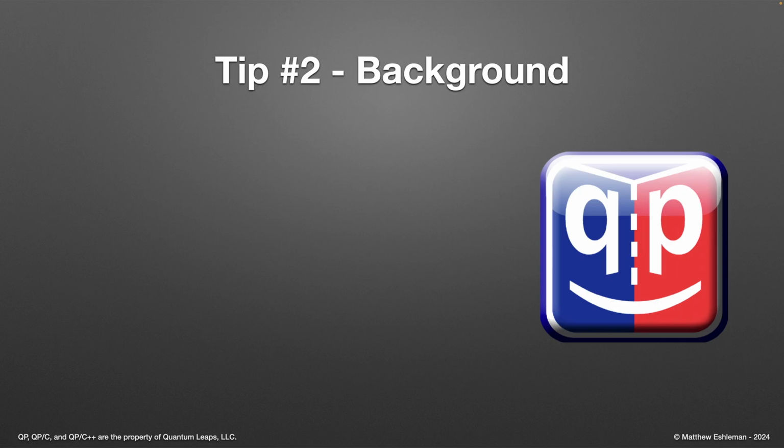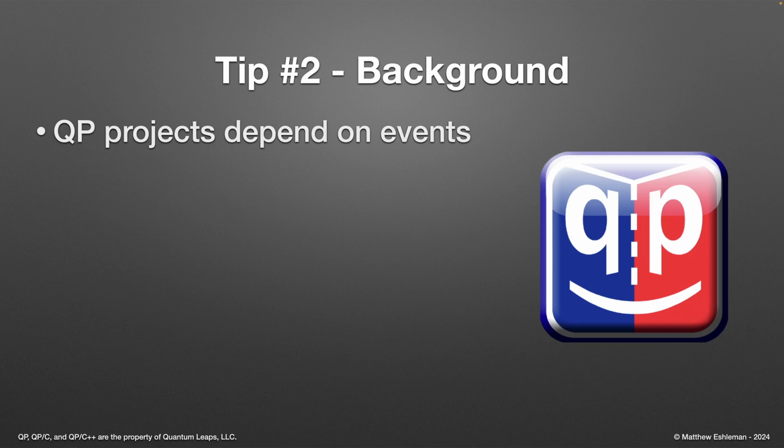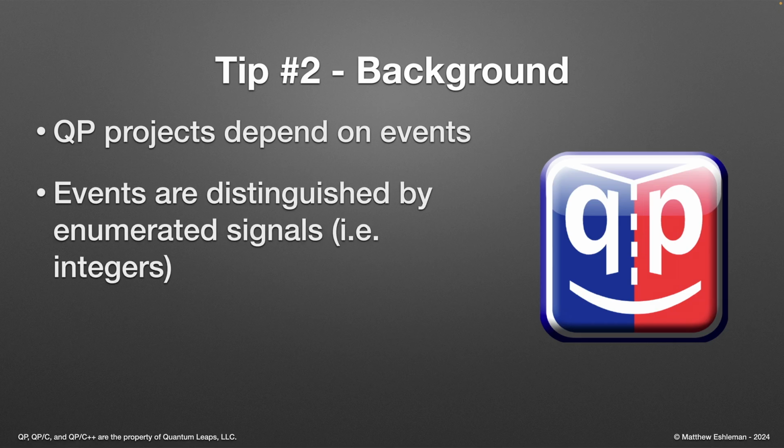Tip number 2, background. In QP projects, everything is event-driven, ideally, meaning something happens and it sends a signal, perhaps with some associated data, to an active object which implements some sort of state machine, and that event triggers some behavior, typically a state change or some sort of code execution. All of our events are distinguished by enumerated signals, i.e. numbers, integers. So every event needs a distinct, unique enumerated signal value.